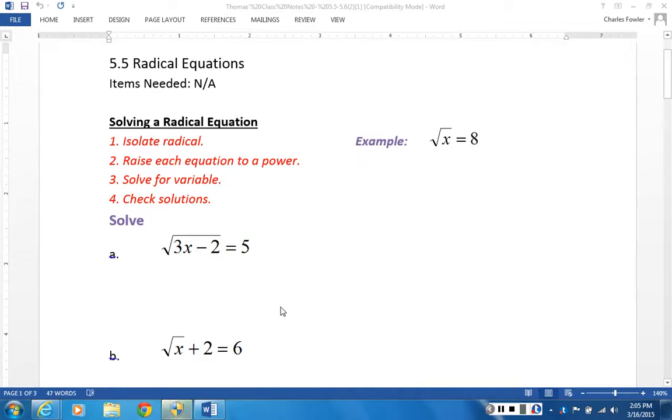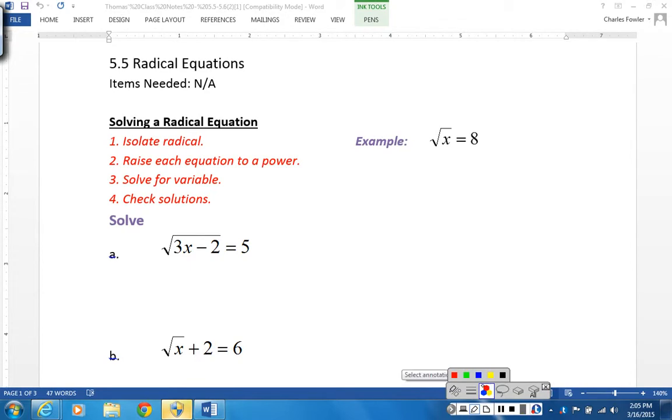In this video, I will show you how to solve a radical equation. So, here are the steps to solving a radical equation. The first step is to isolate the radical.